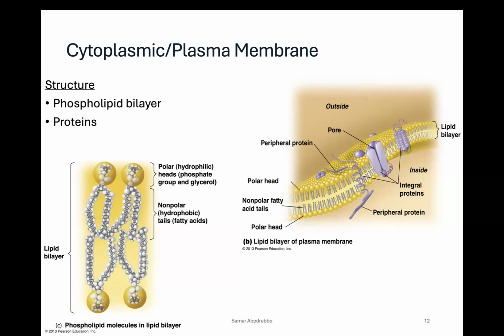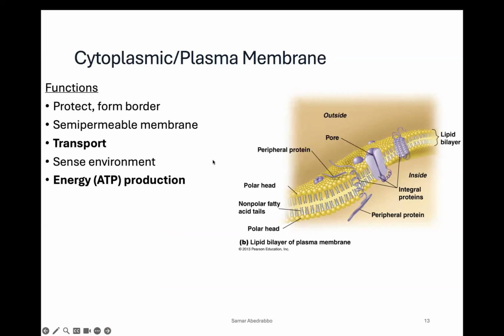So the membrane is described as a fluid mosaic model. That means that the cell is generally fluid, and it talks about the fluidity of the lipid bilayer. And there's also proteins embedded within the plasma membrane, and these are important because they help the membrane transport things in and out of a cell.